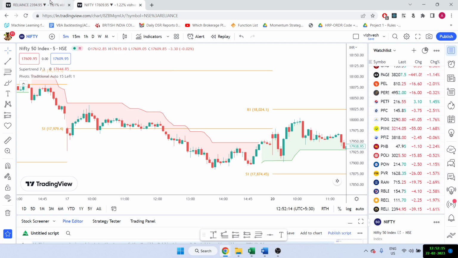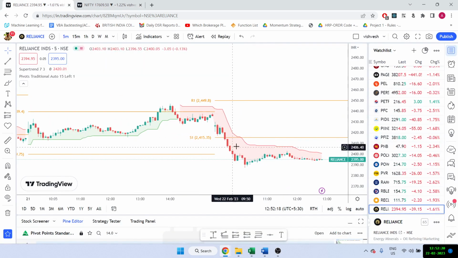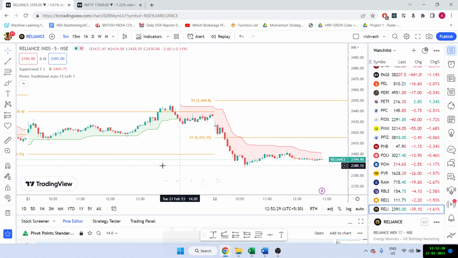Let me also show it to you on a stock. So now I'm showing you on Reliance. Similar to what we saw in Nifty, we will get a selling entry here because the stock Reliance closed below S1 and super trend was red. So we would have taken a short entry and we are still in the trade.